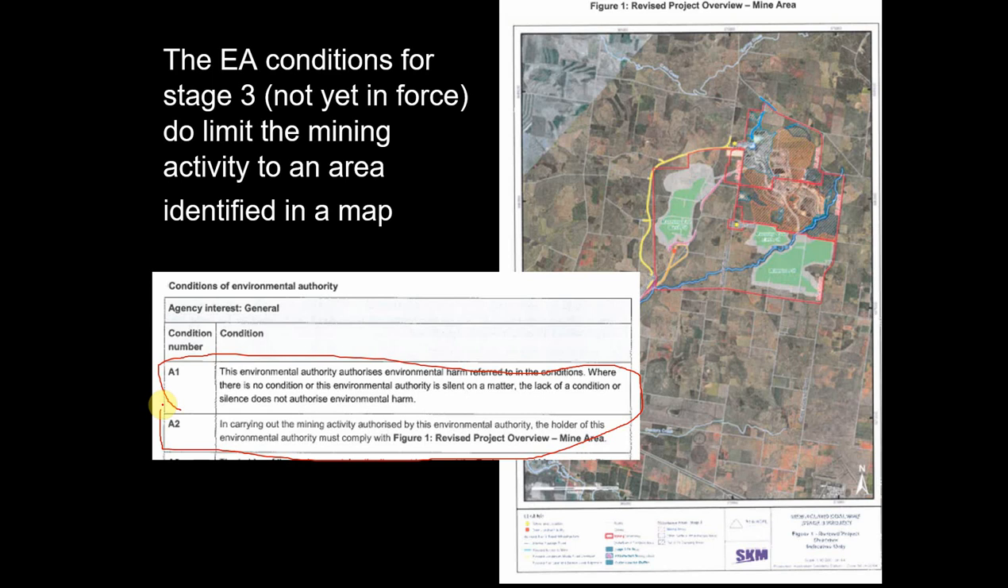So condition A2 says, in carrying out the mining activity authorized by this environmental authority, the holder of this environmental authority must comply with figure one. And then figure one basically shows some mining pits. It doesn't, the area of West Pit is vague what is approved. And the big chunk closest to Ackland, there's no approval for mining in that area at all under stage three. So the regulator basically hasn't learned the lesson from the stuff up with stage two and not attaching a map, and the map that's attached to stage three is still problematic.